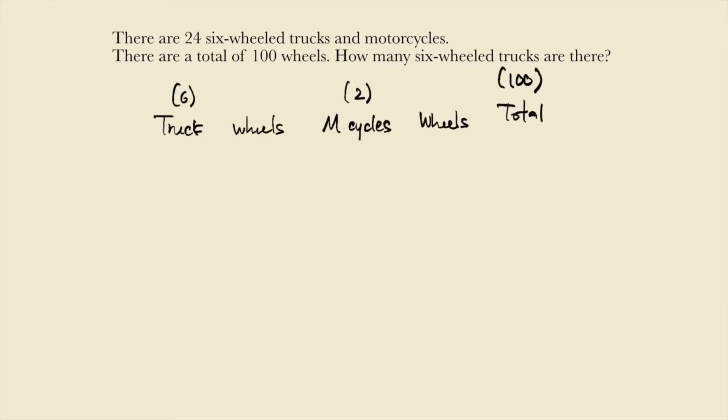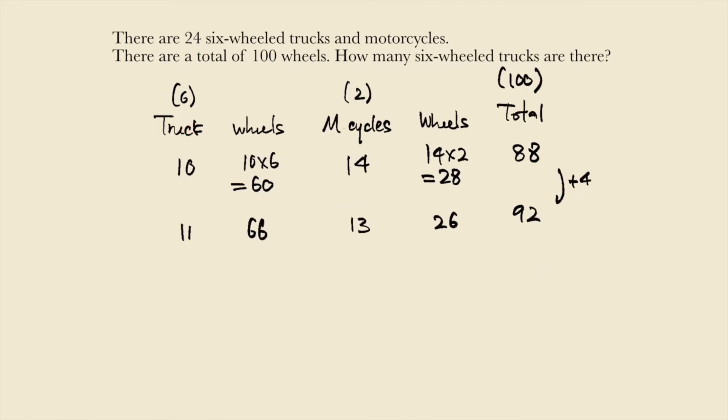So start off with the diagram again, the table. The truck, 6 wheels, motorcycles, 2 wheels each, and then make a guess, okay? Total has to add up to 24, so 10 and 14. That's too few wheels. Let's add more wheels, add more trucks for more wheels.